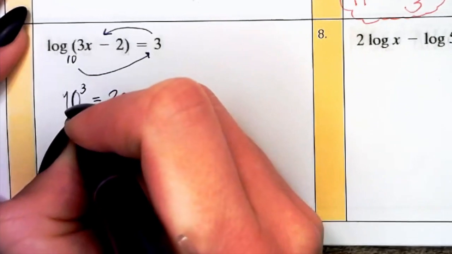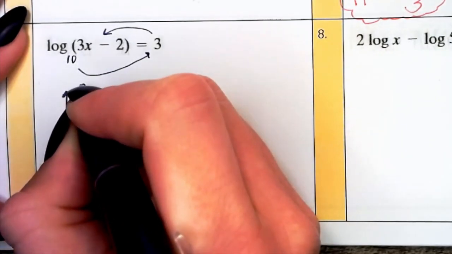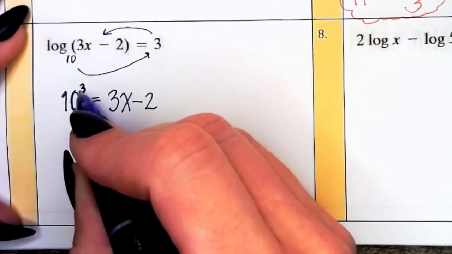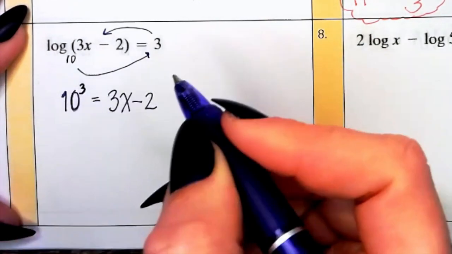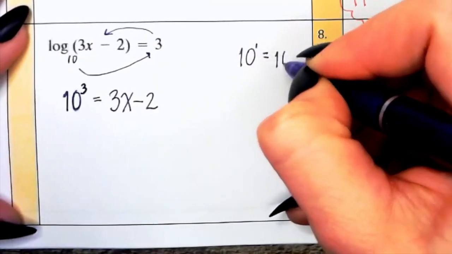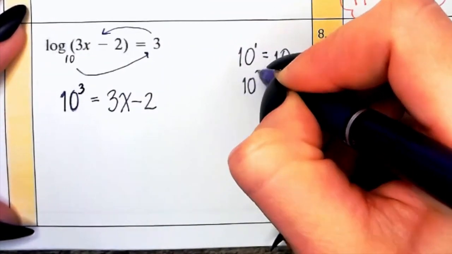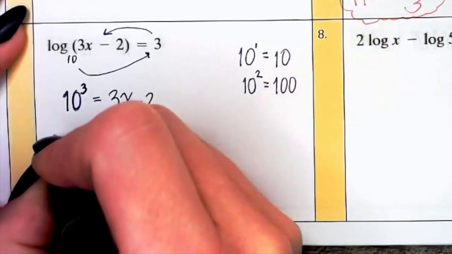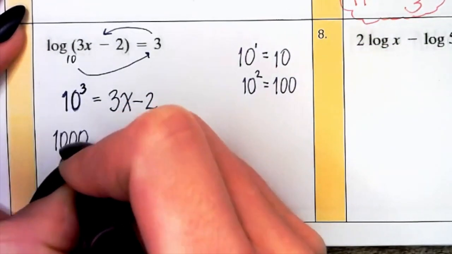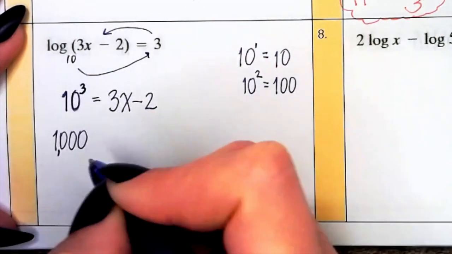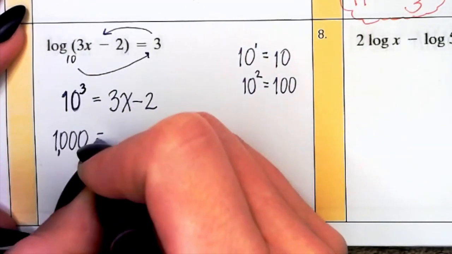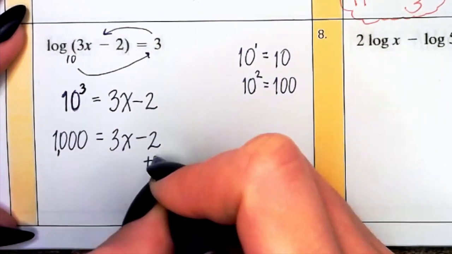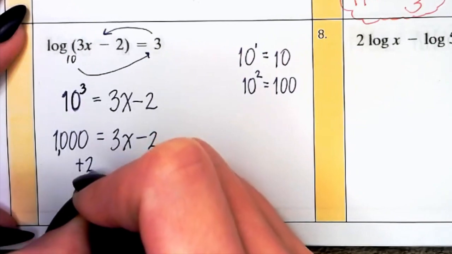10 to the third power is a 1 with 3 zeros. Anytime you have 10 to a power, the power tells you how many zeros you have when we're dealing with a positive exponent, okay? 10 to the 1 is a 1 with 1 zero. 10 to the second is a 1 with 2 zeros, and so on. So 10 to the third is 1,000. Comma goes every 3 numbers from the right. 3x minus 2.